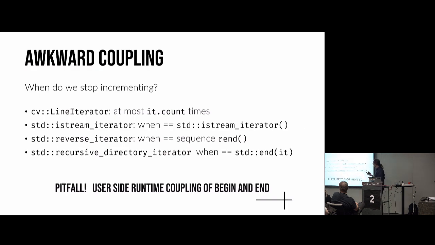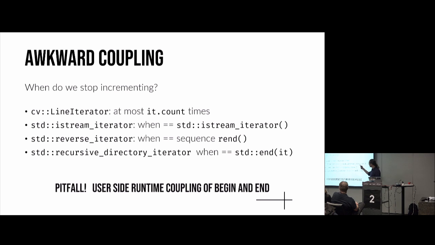The first one, I'm not sure, it probably has a more formal name. I generally call it the awkward coupling problem. And it comes from the question, when do we stop incrementing? Because we have these iterator objects, and we somehow need to decide how long we're allowed to increment our iterator types.